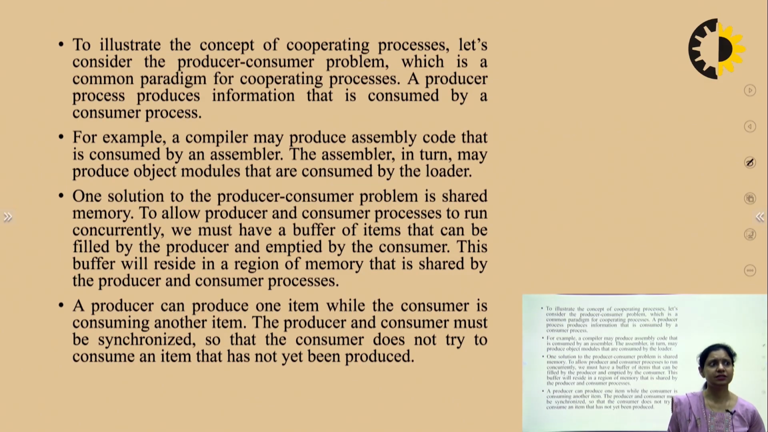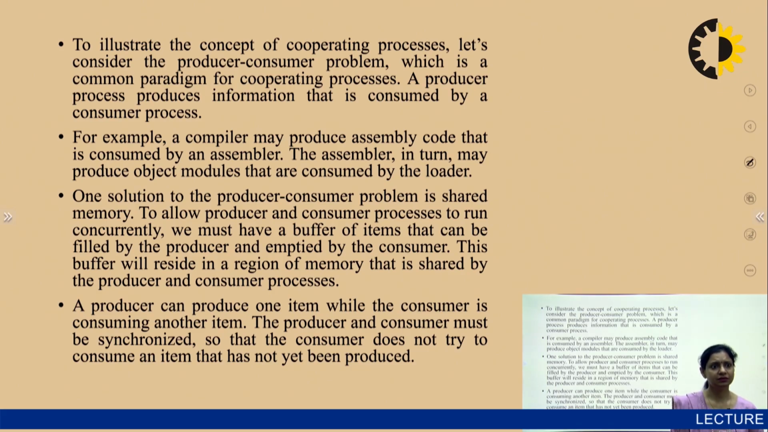Now, what the assembler in turn does is it may produce object modules that are being consumed by the loader. So the producer produces something, the consumer consumes, and then the consumer again produces something that is consumed by some other process. When we are talking about this, we have one solution, that is the shared memory. To allow the producer and the consumer processes to run concurrently, we must have a buffer of items that can be filled by the producer and consumed by the consumer. This buffer will reside in the shared memory space and will be shared by both the producer and the consumer. But this sharing has to be synchronized.